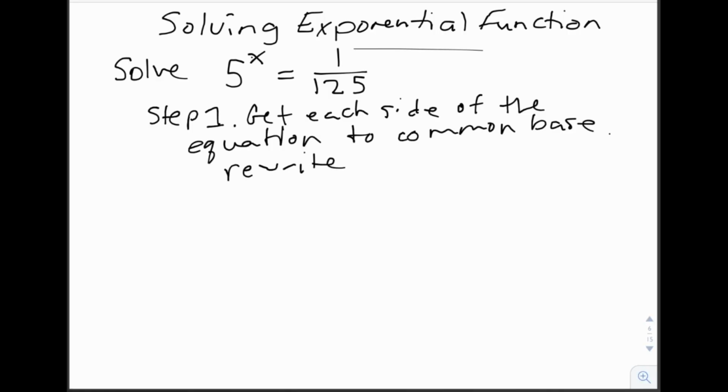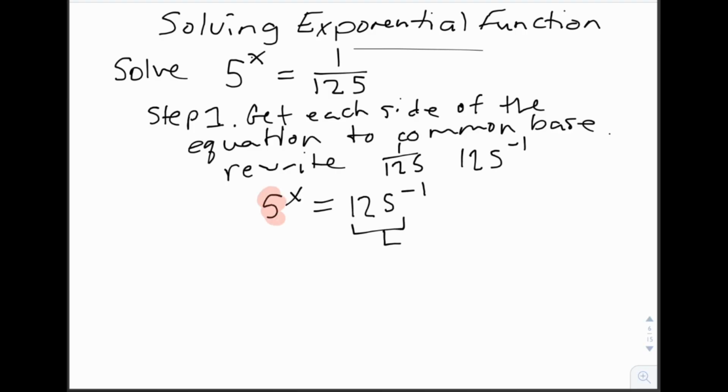So 1 divided by 125 can be rewritten with a negative exponent, as 125 to the negative 1. So what are we left with after we've rewritten our number? That gives us 5 raised to the x is now equal to 125 to the negative 1. Essentially, what we want to do is get each side to a common base, getting that big number down to a smaller number. In other words, we want to try to get a common base of 5.